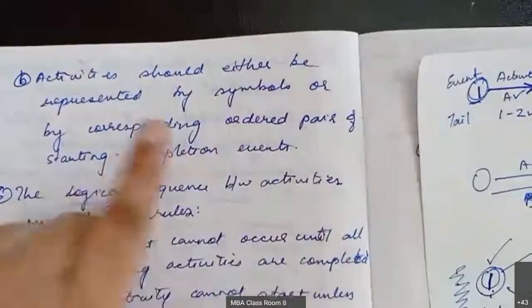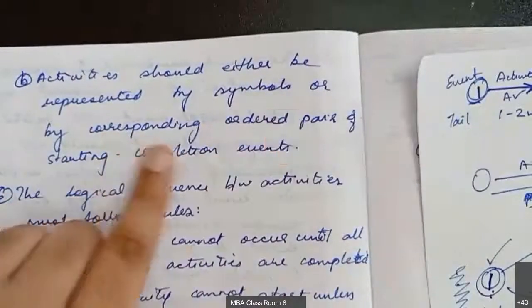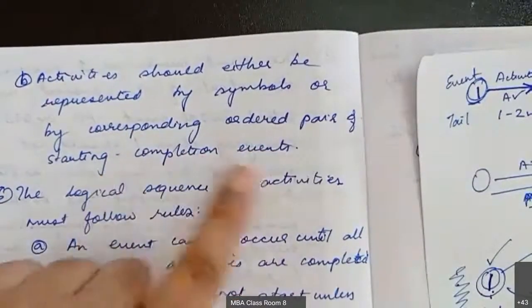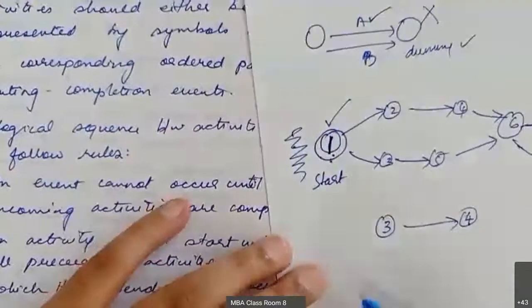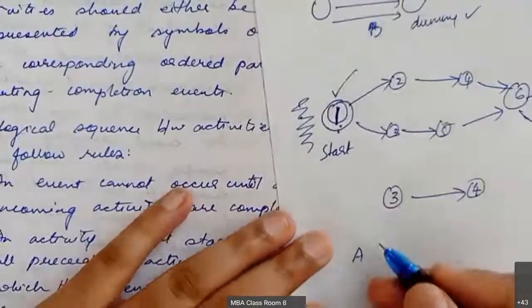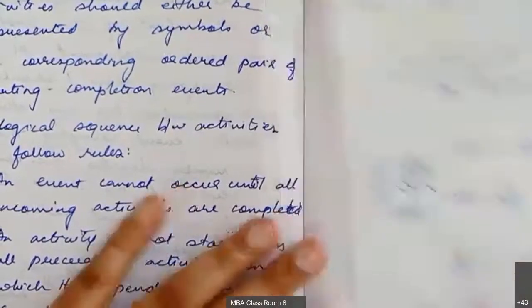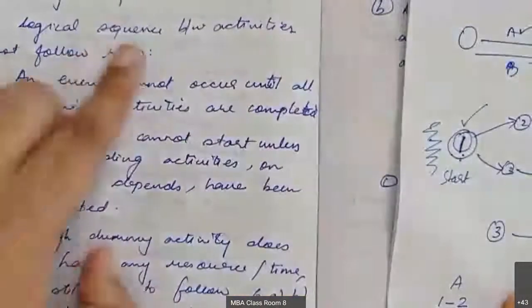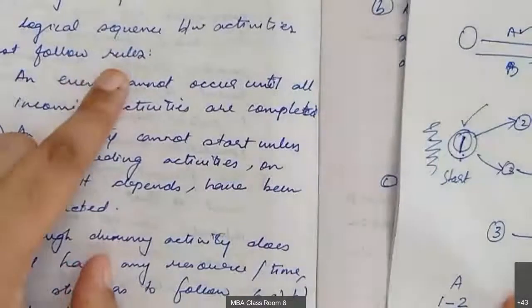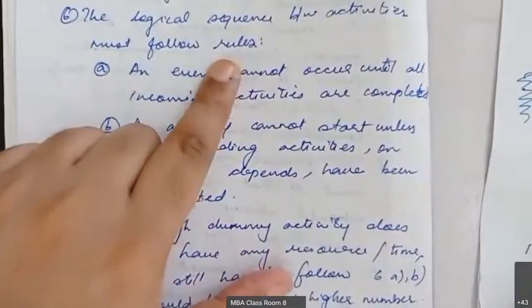And B, activities should either be represented by symbols or by the corresponding ordered pair of starting and completion events. That we already told. Activities can either be represented by A or it can be represented by the starting and the ending node. That way also we can represent. The logical sequence between activities must follow the rules. Some of the rules are there for the logical sequence.